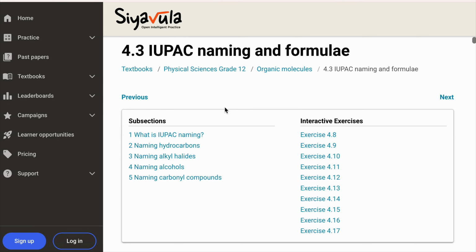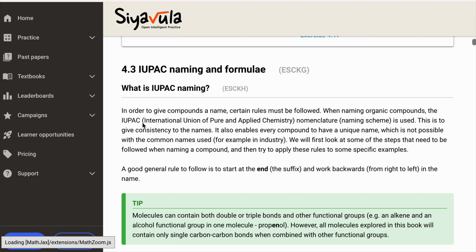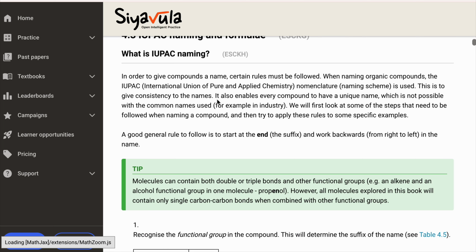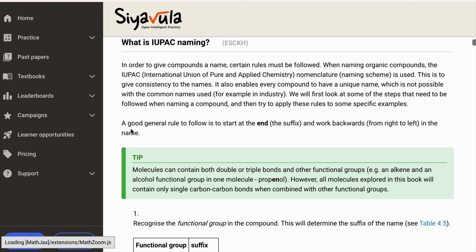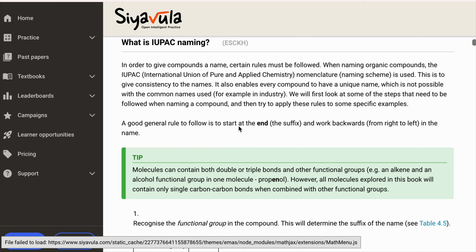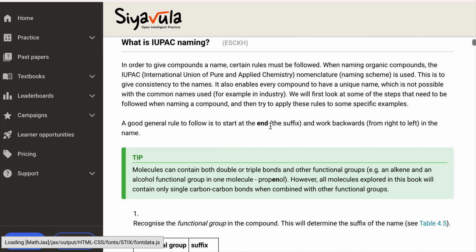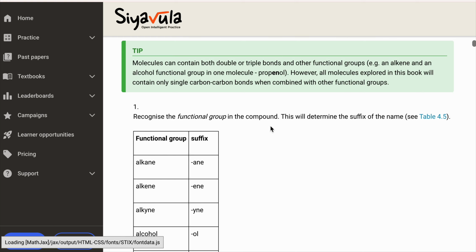IUPAC name. In order to give compounds a name, certain rules must be followed. Okay, there are some rules to name an organic compound. IUPAC nomenclature is used to give consistency to the names. A general rule is to start at the end, work backwards from left to right in the name.